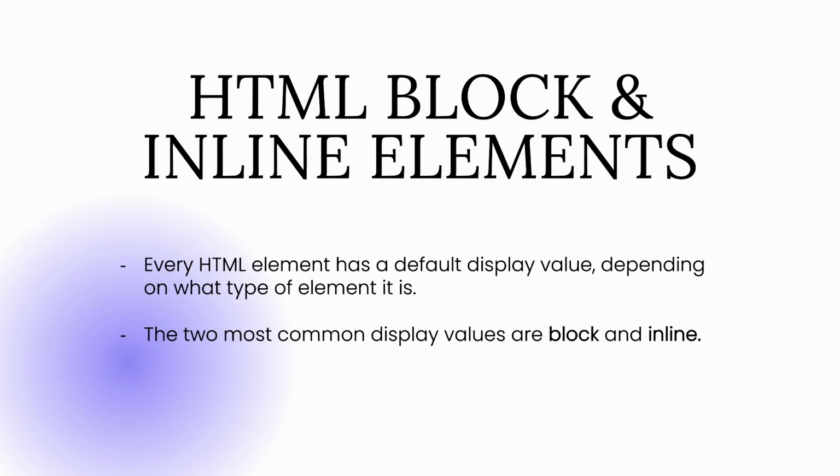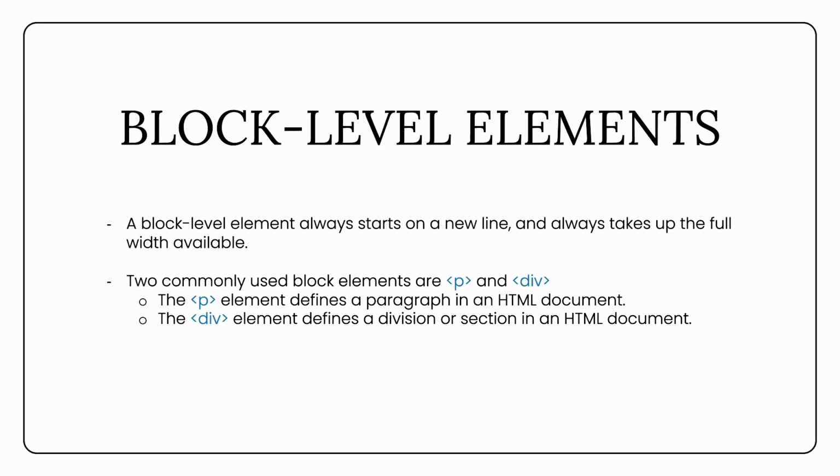Every HTML element has a default display value depending on what type of element it is, and the two most common display values are block and inline. Let's first study the block level elements. A block level element always starts on a new line, and the client browsers automatically add some space or margin before and after the element. A block level element always takes up the full width available, meaning it stretches out to the left and right as far as the parent element width.